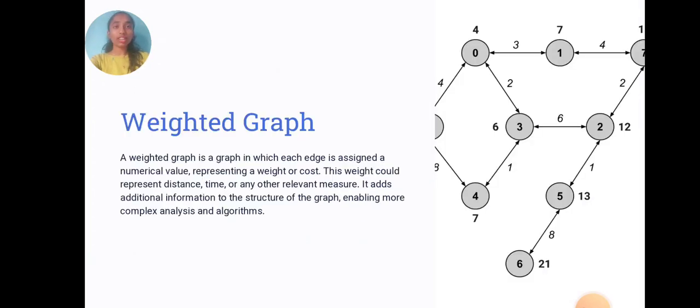Let us move on to the next topic, that is weighted graph. A weighted graph is a graph in which each edge is assigned a numerical value representing a weight or cost. This weight could represent distance, time or any other relevant measure. It adds additional information to the structure of the graph, enabling more complex analysis and algorithms.